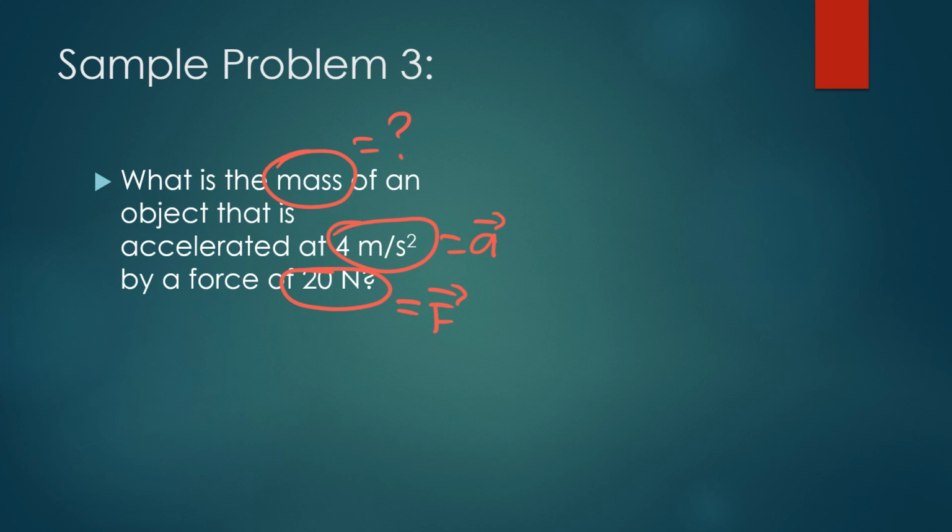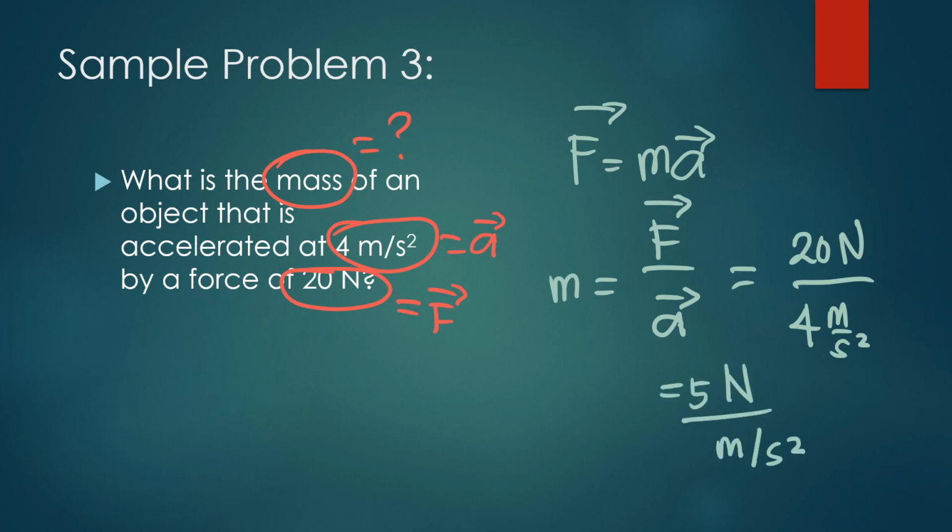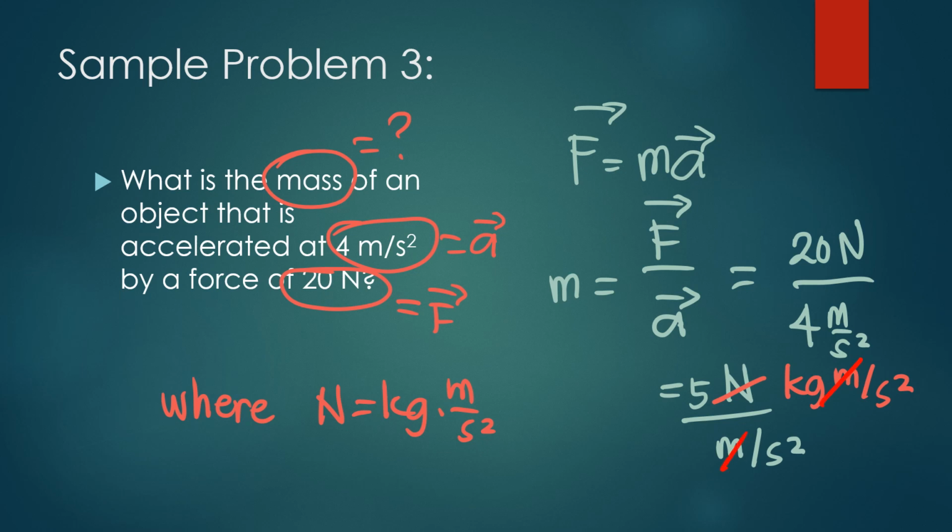From the formula F equals ma, m equals F over a. Mass now is 20 newtons over 4 meters per second squared, which is equivalent to 5 newtons per meters per second squared, where newtons is equivalent to kilograms meters per second squared. We could now cancel meters together and seconds together. The mass now of the object is equivalent to 5 kilograms.